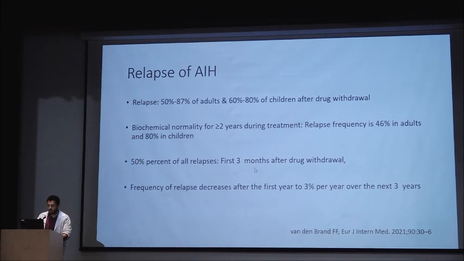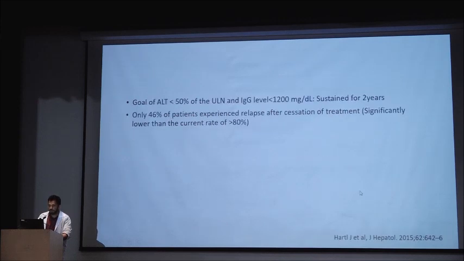50% of the relapses are usually seen within the first month after the drug withdrawal, and the frequency of relapse decreases after the first year to 3% per year over the next 3 years. The goal of the therapy is basically to maintain an ALT level of less than 50% of the upper limit of normal and an IgG level of less than 1200 milligrams per deciliter sustained for 2 years, and only if the goal is maintained do just 46% of the patients experience relapse after the cessation of therapy.